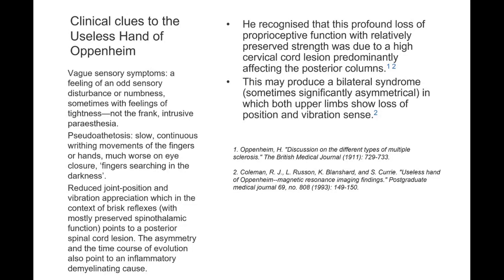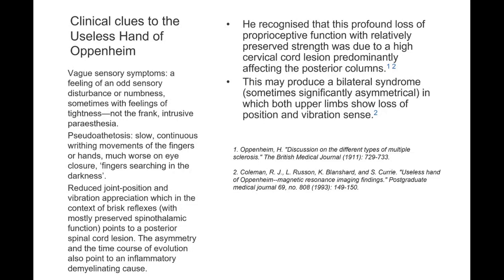It's usually asymmetrical, in which both upper limbs would show loss of position and vibration sense. Usually one hand is affected. There's pseudoathetosis, so very slow, continuous writhing movements of the fingers or hands, and it's much worse on eye closure. It looks like fingers searching in the dark for something in the darkness.